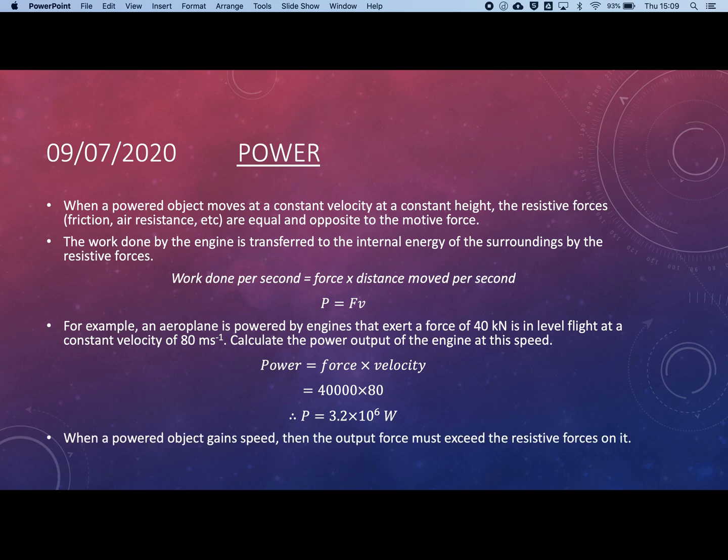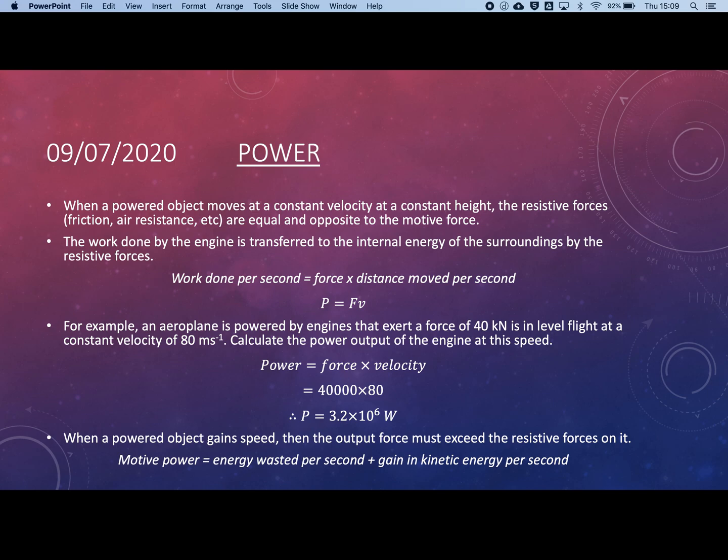If a powered object gains speed, well, if it's gaining speed, there's got to be a resultant force. By Newton's second law, we can say that the amount of resultant force gives us the amount of acceleration because they are proportional. But we know that in any case, the output force of the motor has got to exceed, it's got to be greater than the resistive forces on it.